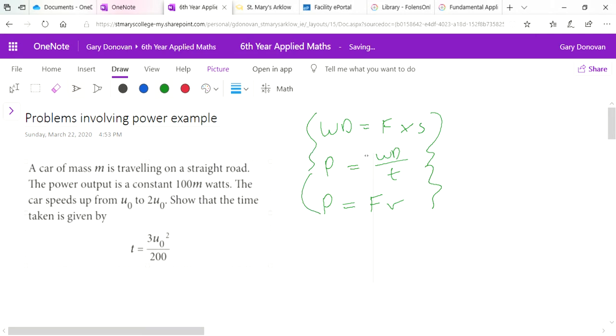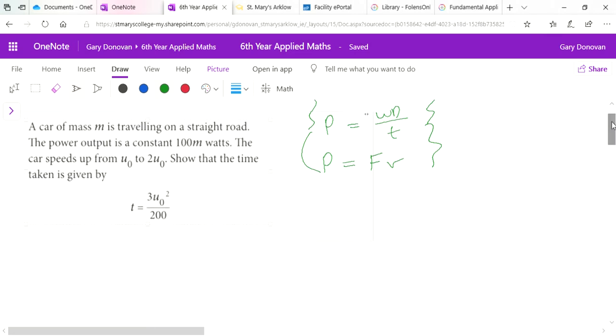So now we're going to look at a power example, and this is from the Foland's book, page 217, so you have it there as well if you want to look at it as well as the solution. So we have a car of mass m travelling on a straight road and the power output is 100 m watts. So watts are the unit, don't get the m and the watts confused. The car has an initial speed of u0 and a final speed, or u2, of 2u0. So its final speed is twice its initial speed. Show that the time taken is given by the equation t equals 3u0 squared over 200.